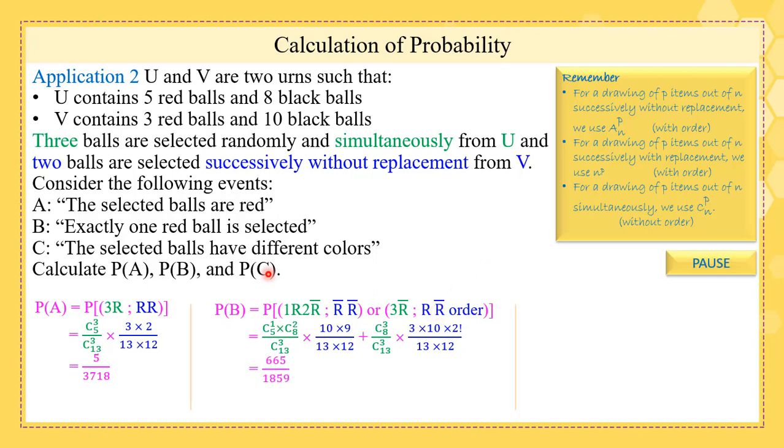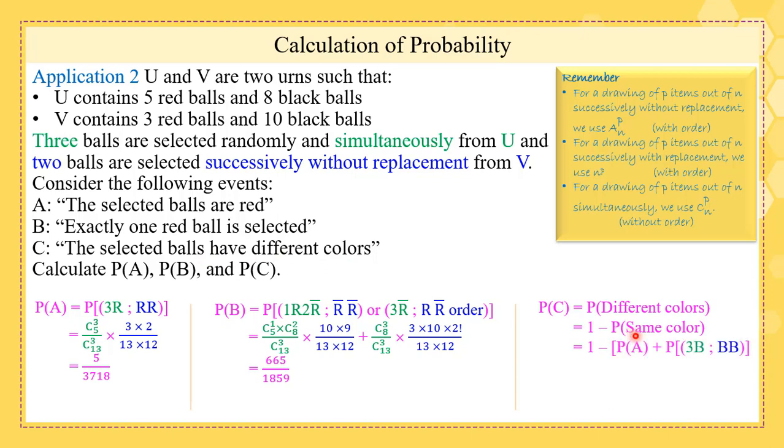Now try also to do P of C alone. Well, for P of C, the selected balls have different colors. The easiest, as we saw before, is 1 minus the probability of the same color, which is P of A, means all are red, plus P of B, which is all are black. And this would be the final answer.